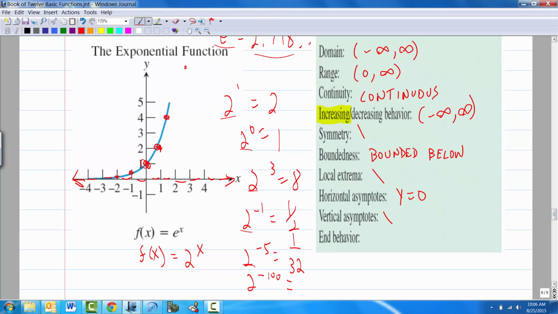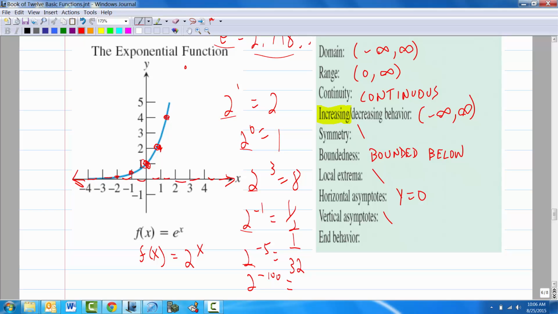What's the limit as x approaches infinity? Where does y go as I plug in big numbers for x? It goes to infinity, but this is what's strange. What happens when x approaches negative infinity? You get close to 0 but never get there. That's the idea of limit.